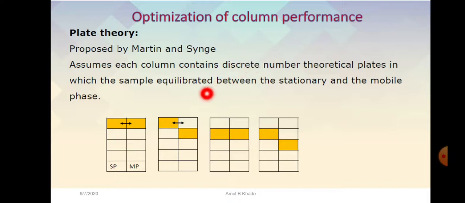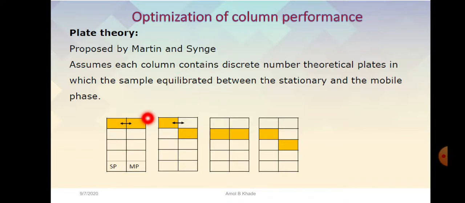Now, for example, consider this figure as a column of a particular height, and you can see we have divided the column into two parts. One is the stationary phase and the other is the mobile phase. In practice such a system is not there, but for our understanding we have used this diagram. We are considering, let's say, 1, 2, 3, 4, 5. These are the 5 plates present inside this particular column.